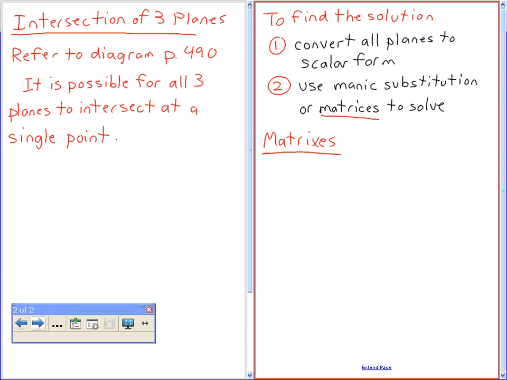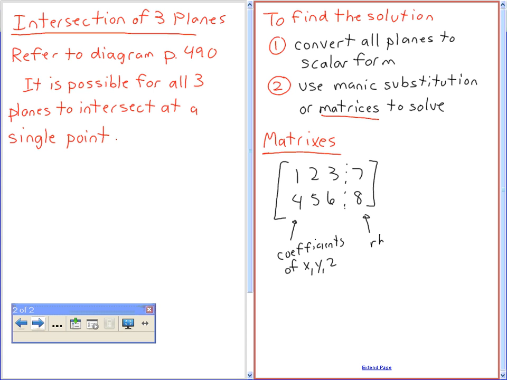Okay, so a matrix is something like this. It's matrices. These are going to be the coefficients of x, y, z. This is going to be the right-hand side of the equal sign. So this would say x plus 2y plus 3z equals 7, 4x plus 5y plus 6z equals 8. That's what that matrix represents.